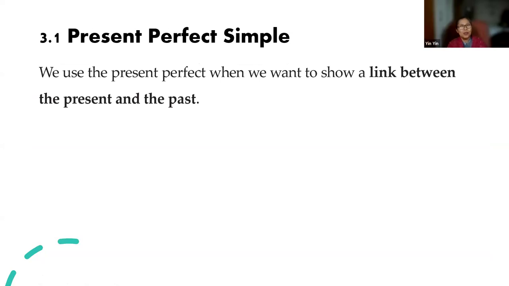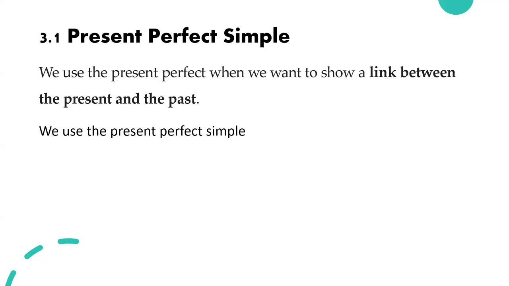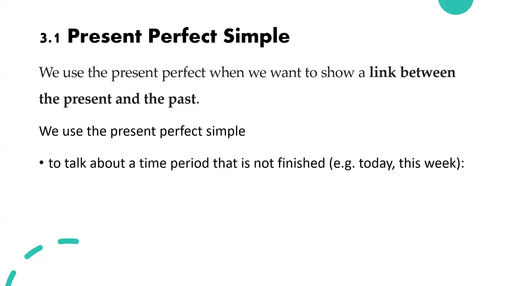We use present perfect simple when we want to show a link between the present and the past. We use present perfect simple to talk about a time period that is not finished.